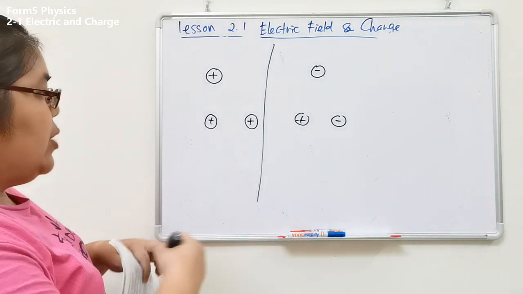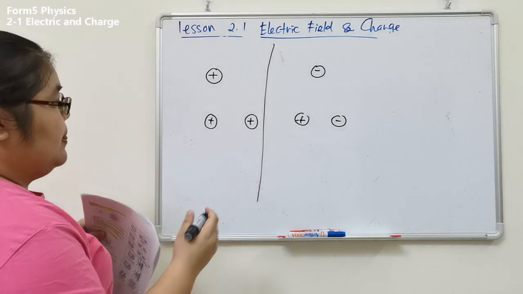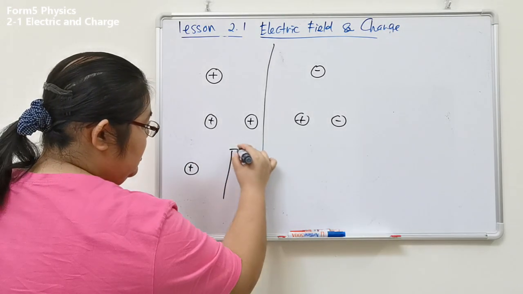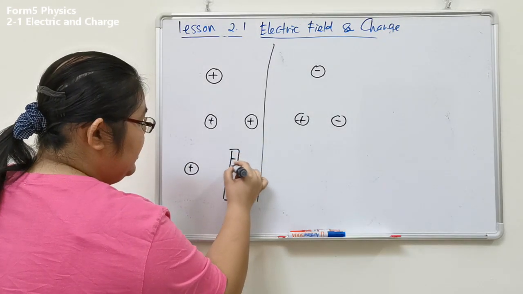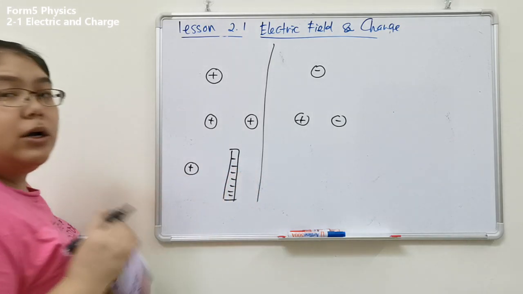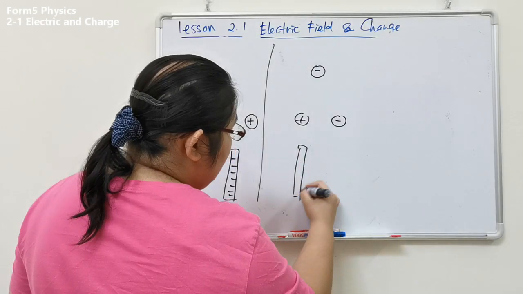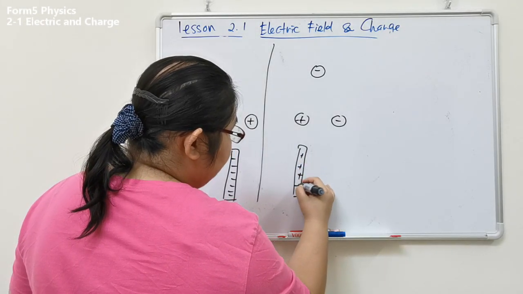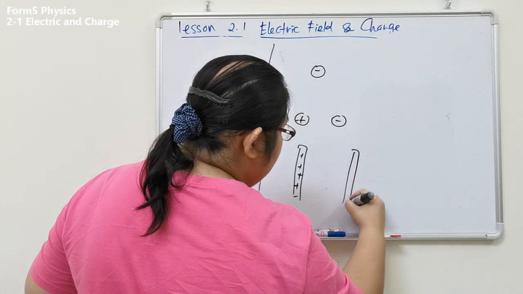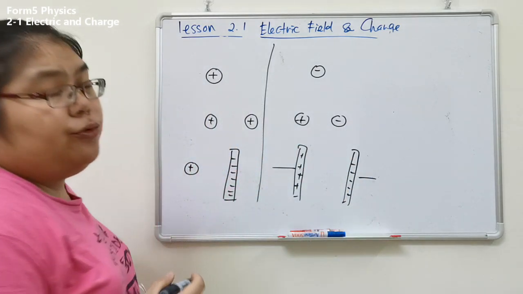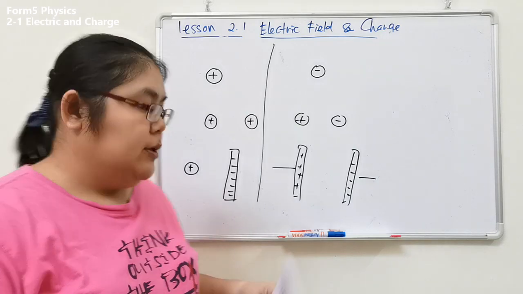Okay, and the next one we use the plate. A positive plate and a negative plate. Okay, what happened? And the last one is using two plates, a positive plate and also a negative plate. Okay, so from here we need to draw the electric field lines.